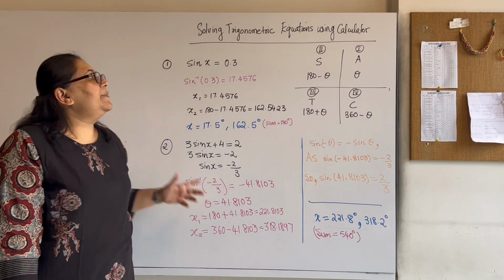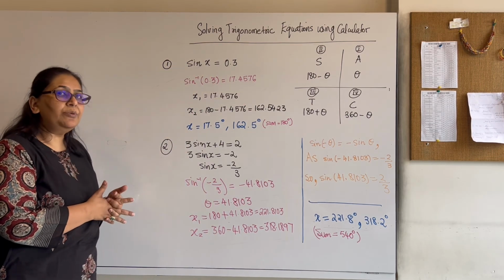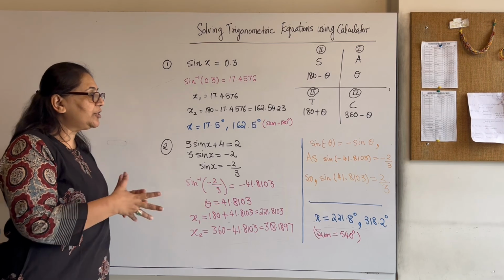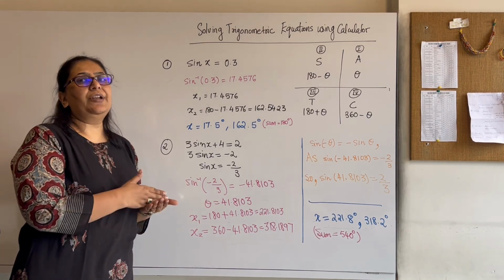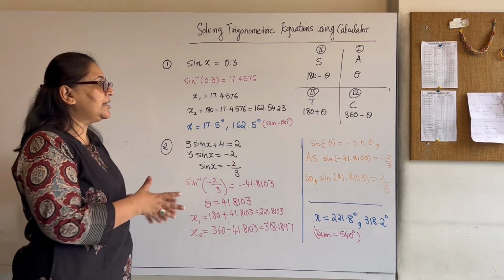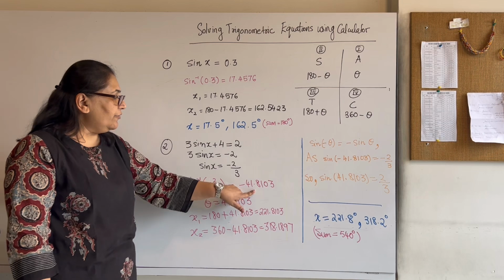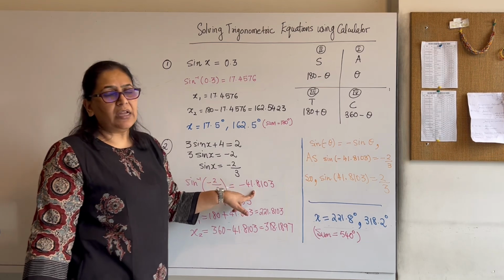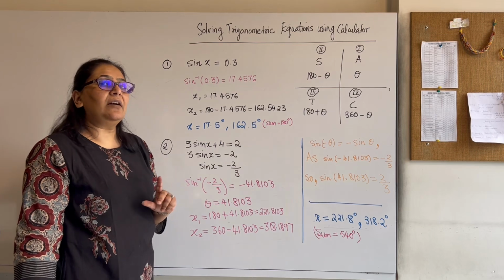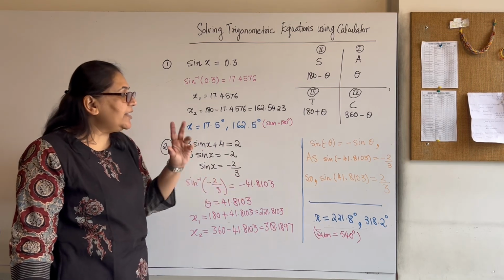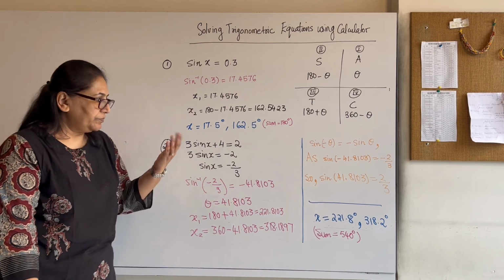No domain is mentioned anywhere, so it is understood, it is assumed, that the answers have to be given for the domain 0 degree to 360 degree. That means your answers should lie between 0 degree to 360 degree. Negative 41.8103 is less than 0. We need to find answers using this value. We need to find answers in the domain 0 to 360.